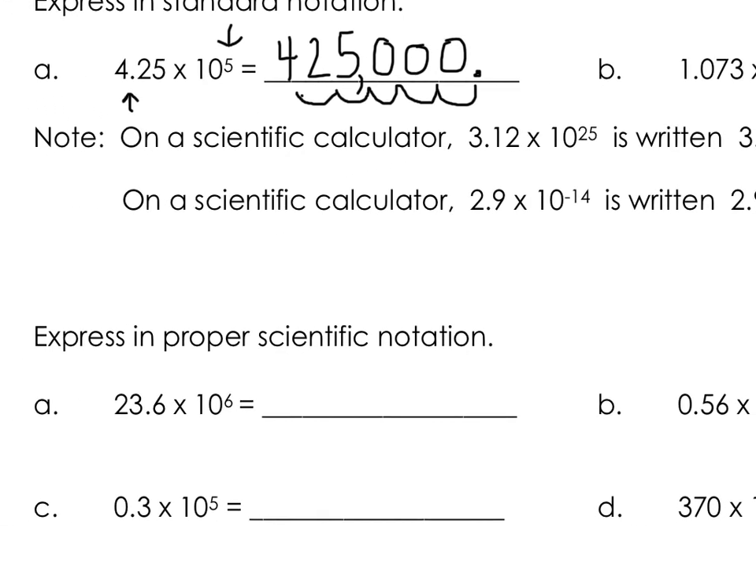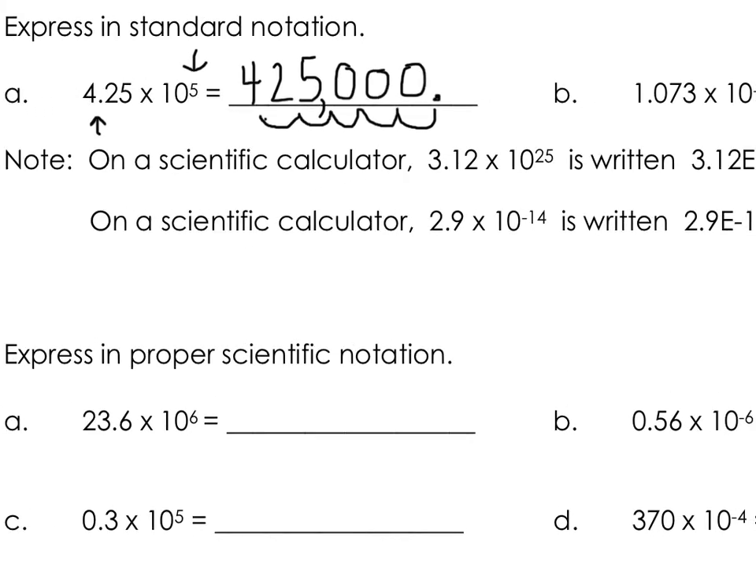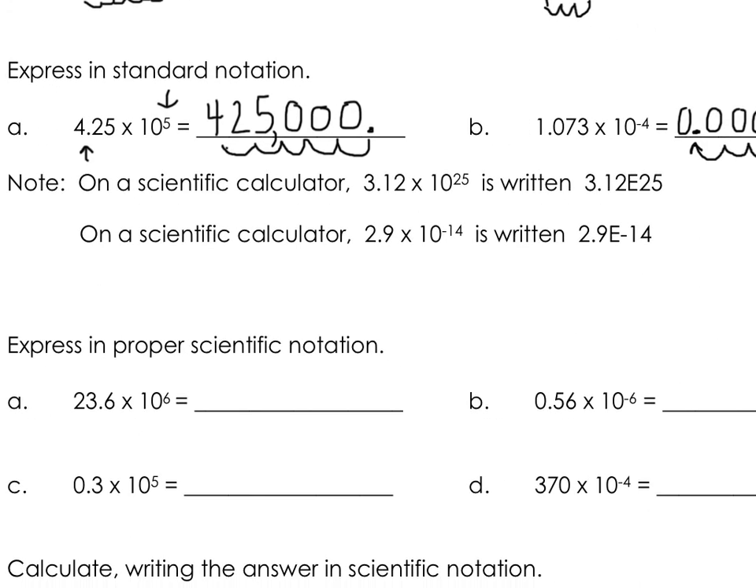So on a calculator, the number 3.12 times 10 to the 25th is often written 3.12e or EE25. So if your calculator has a number and it has an E in it, that means it's in scientific notation. And the number to the right of the E is the power to which 10 is raised. So 2.9e negative 14 means 2.9 times 10 to the negative 14th.